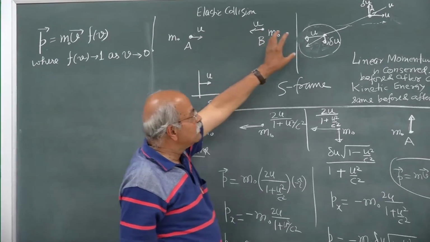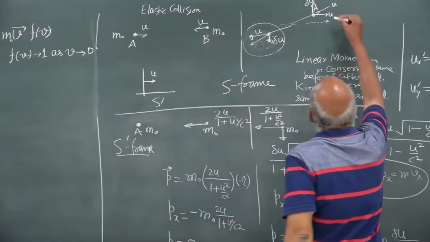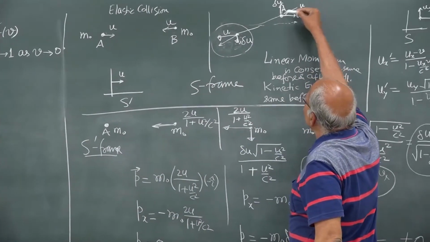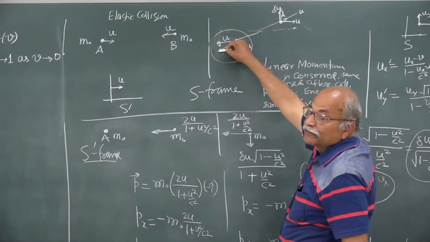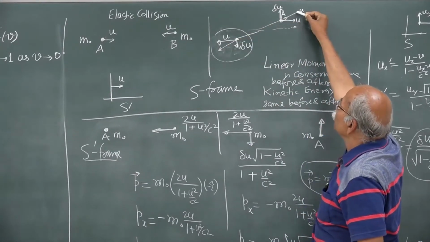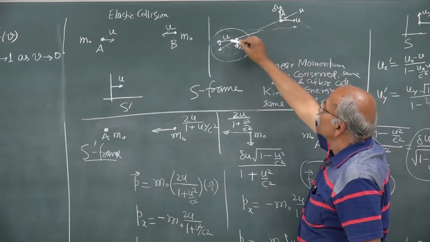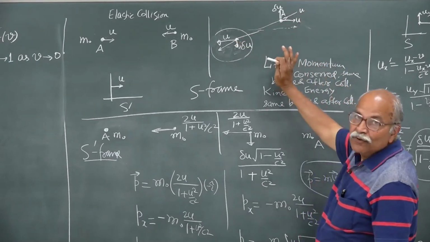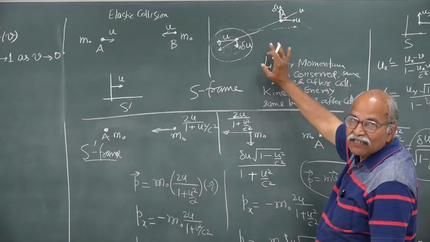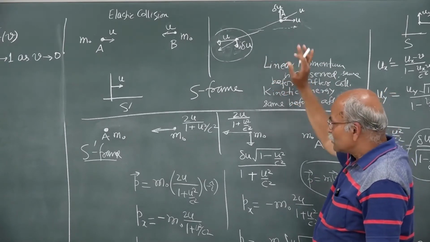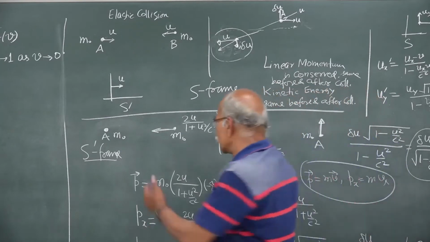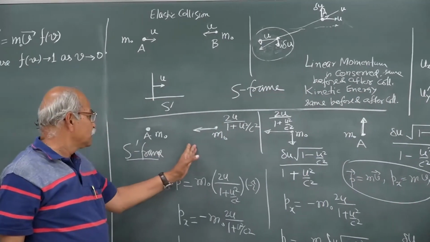If I come here, once again the speed here is u, the speed here is u. So, the factor which is multiplied, f u, is the same here and here. So, they are equal and opposite. So, this is also okay. So, in S frame the conservation law holds. Now, come to S prime frame. This is the story of S prime frame.